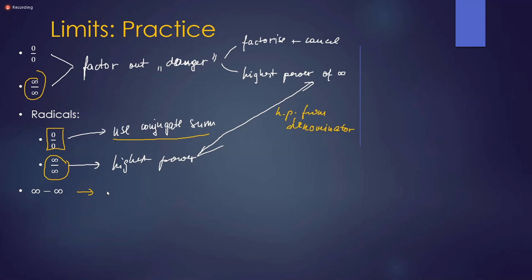Of course, don't forget, if you have a minus b, then you multiply by a plus b and divide by a plus b. Then you simplify the expression, and after that, you will be able again to take the highest power out, because this kind of thing generally becomes infinity over infinity.